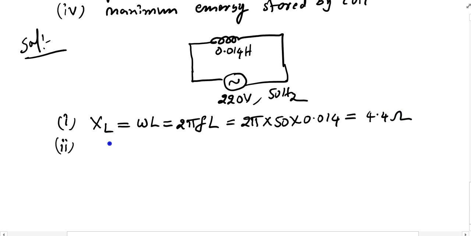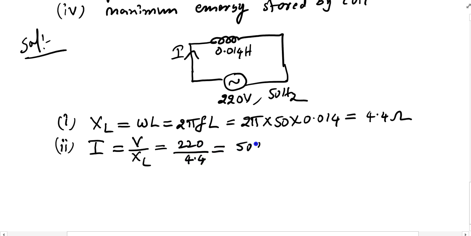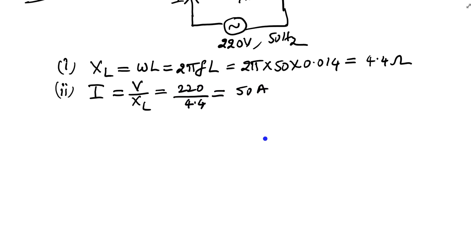The second point is they are asking to find the current I flowing through this inductor. This I can write as V by XL, because this is the inductive reactance. V is nothing but V RMS, so 220 volts by XL, which is 4.4. If you calculate, this is 50 amperes. The third point is they are asking for the power consumption. The P average, the power consumption by the pure inductor, is 0. So this is the answer for the third question.